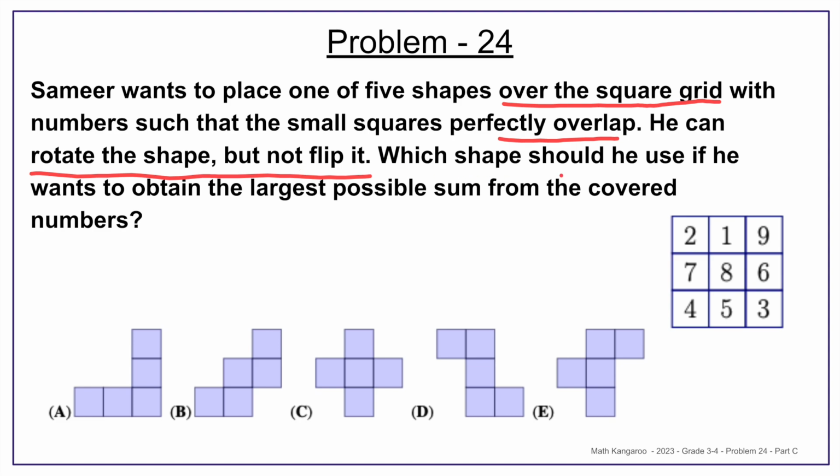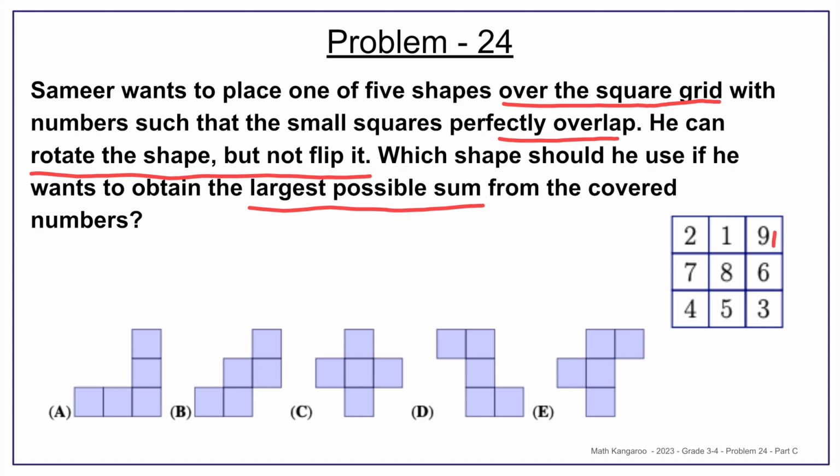Which shape should he use if he wants to obtain the largest possible sum from the covered numbers? This is the square grid and these are our shapes. We have to see how we can place these shapes so that we get the largest possible sum. The trick for this problem is that you have to find a shape which covers the largest numbers out of this grid. So which are the largest numbers?